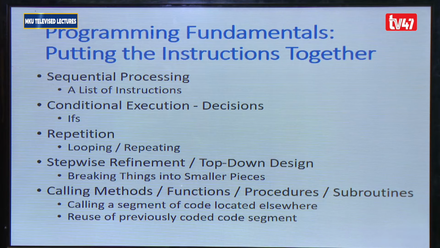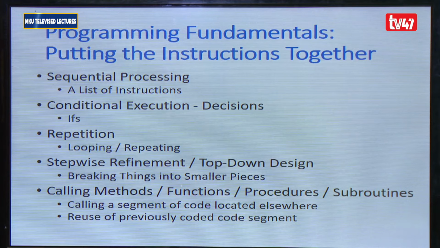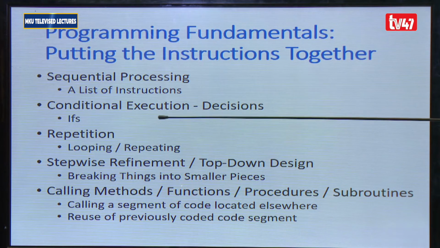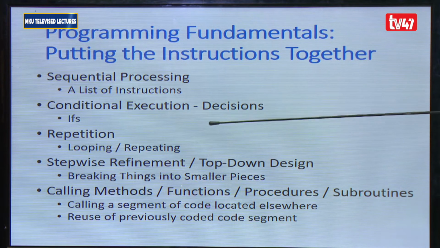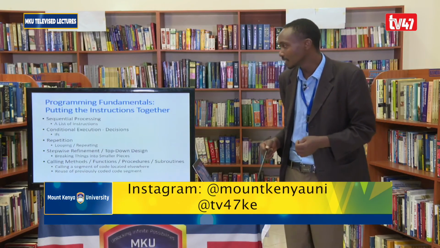For your instructions or for your program to do something that makes sense, your instructions should perform what is called decision making. And it is based on what is called conditional executions, where we talk of if. For example, if you have a balance, then it means you can be denied access to some facility.